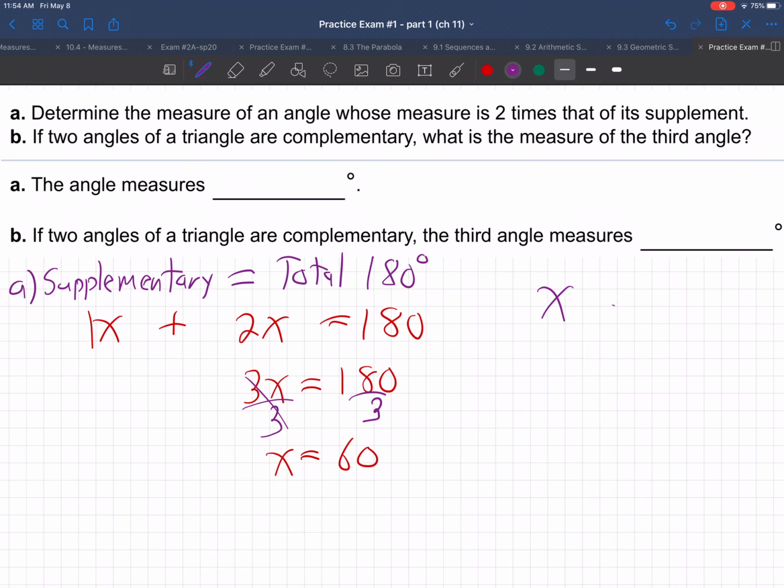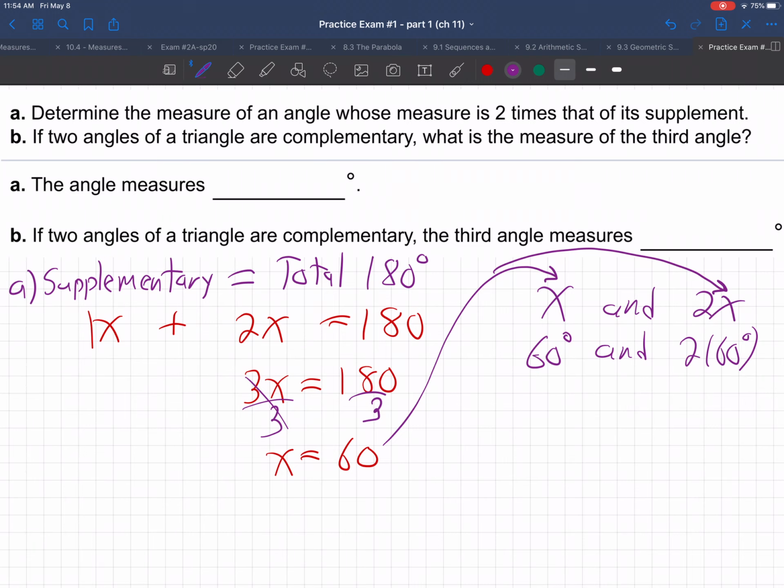We have x and we have 2x. Now we know what x is, so plug in x there and plug in x there. So we get 60 degrees, and the other one, 2 times 60 degrees, 120. So the two angles are 60 and 120. One of them is double the other, and they add to be 180, so that all makes sense.